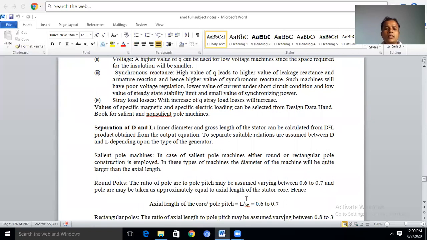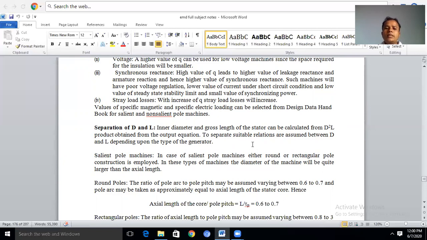So here, separation of D and L. In order to calculate the different parameters, we need to separate D and L from the output equation. The inner diameter and gross length of the stator can be calculated from the D square L product obtained from the output equation. Two separate suitable relations are assumed between D and L depending on the type of the generator.